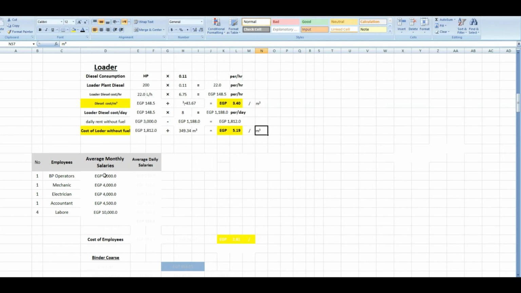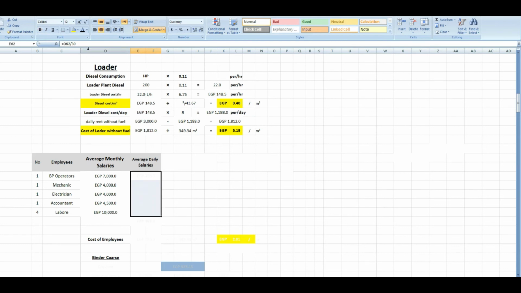These salaries are almost the logical salaries these days in Egypt for the employees. Batch plant operator 7,000, mechanic 4,000, electrician and accountant and labor. Labor monthly is 2,500 salary multiplied by 4, it gives you 10,000. These are all the monthly salaries of the employees inside the batch plant.